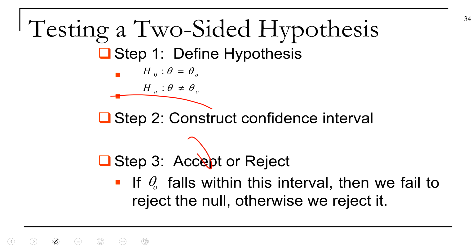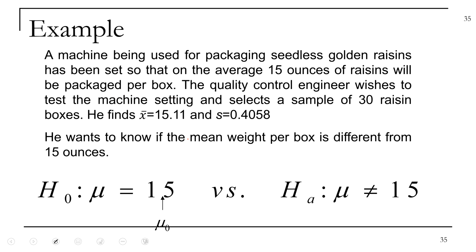We say accept. We shouldn't say that, but we reject or fail to reject based on whether or not the hypothesis value is in the confidence interval, yes or no. Let's show you an example here.